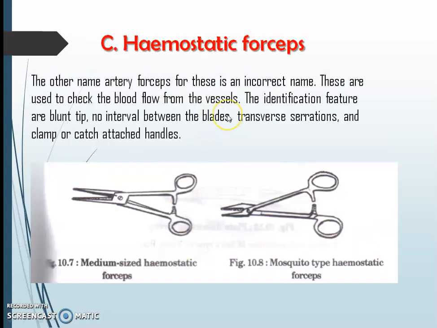Then we have hemostatic forceps. The name artery forceps for this is an incorrect name. These are used to check the blood flow from the vessel. Identification features are blunt tip, no interval between the blades, transverse serration, and clamps or catches attached to the handle. So this is a medium sized hemostatic forceps and this is a mosquito type hemostatic forceps.